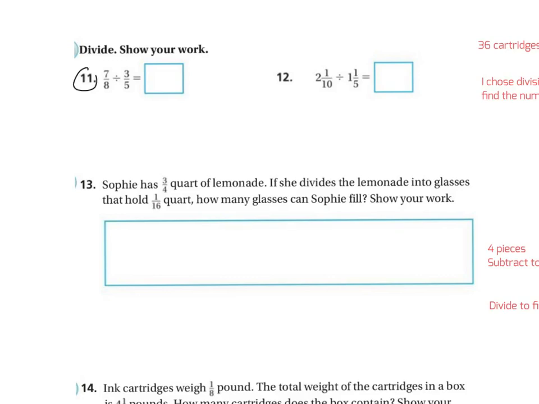Okay, on number 11, I'm going to do it the traditional way. So we have 7/8, and then we're going to change this to a multiplication, and then we're going to multiply the inverse of it. I'm going to look to see if I can cross cancel. It doesn't look like I can.